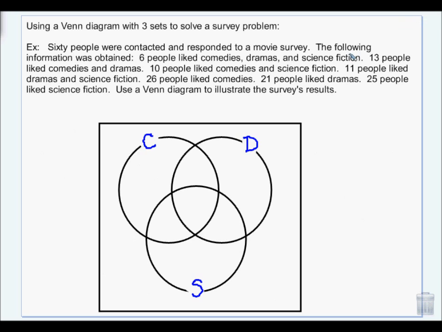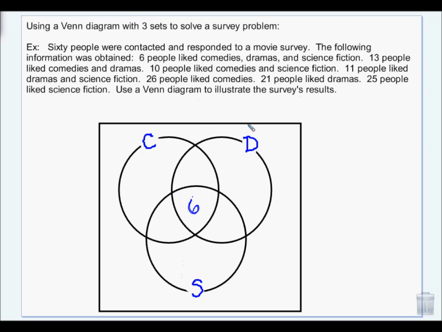All right. The following information was obtained. We have comedies, dramas, and science fiction. So comedy, drama, sci-fi. Okay. 6 people like comedies, dramas, and science fiction. So that's going to go right here in the middle. Because that's all 3, right?